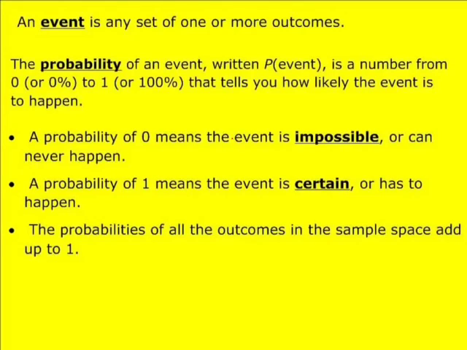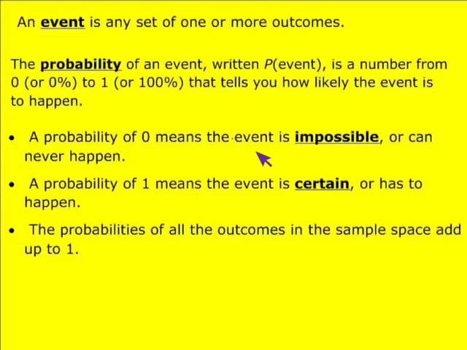A couple more definitions. An event is any set of one or more outcomes. And then the probability of an event is written capital P and then in parentheses the specific event. And it is a number from 0, which is 0%, to 1 or 100%. And that tells you how likely the event is to occur. So again, probability is represented as a percent, anywhere from 0 to 1 or 0% to 100%.